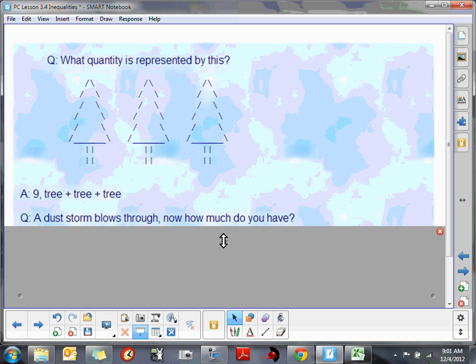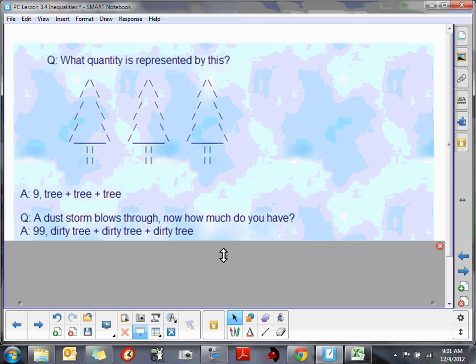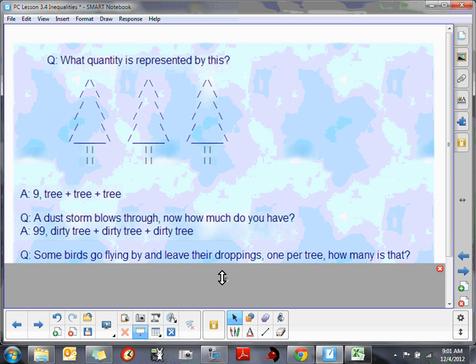And this one's quite clever as well. 99. Dirty tree plus dirty tree. 99. Final one. Hope you have a sense of humor. Some birds go flying by and leave their droppings, one per tree. How many is that? So what quantity would this be? And that one we will share later. I'm not going to give you the answer to that one at this point, but we'll share that later. Think about what the answers have been so far, and then we'll see if we can come up with a nice numerical answer for that representation.